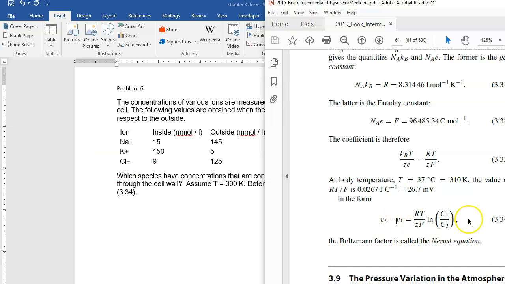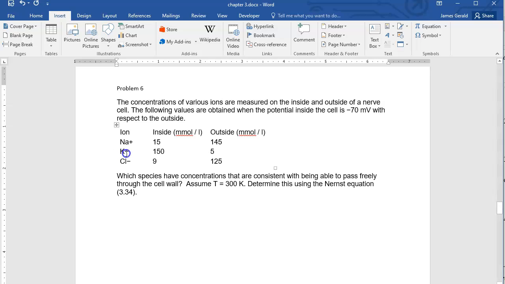And so if you're looking at the two of these that work, that are free to pass, it's the potassium and the chlorine, and the sodium, not so much. All right, that's it on how to understand number 6.